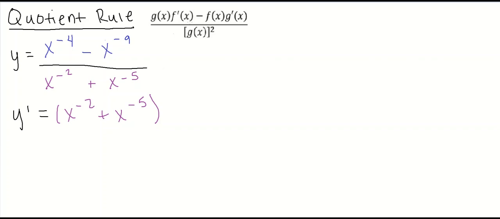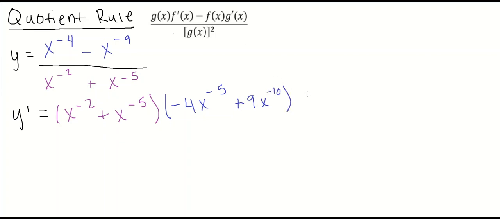And then that is going to get multiplied by the derivative of the top function. And so this is our top function in blue here. So the derivative of x to the negative 4 is going to be negative 4x to the negative 5. And then the derivative of x to the negative 9 is going to be negative 9x to the negative 10. But be careful, there was already a minus out front here, and when we bring the negative 9 down, the negative in the 9 is going to multiply by this negative that was already out front, so that's going to turn into a positive. So we'll have a positive 9x to the negative 10.